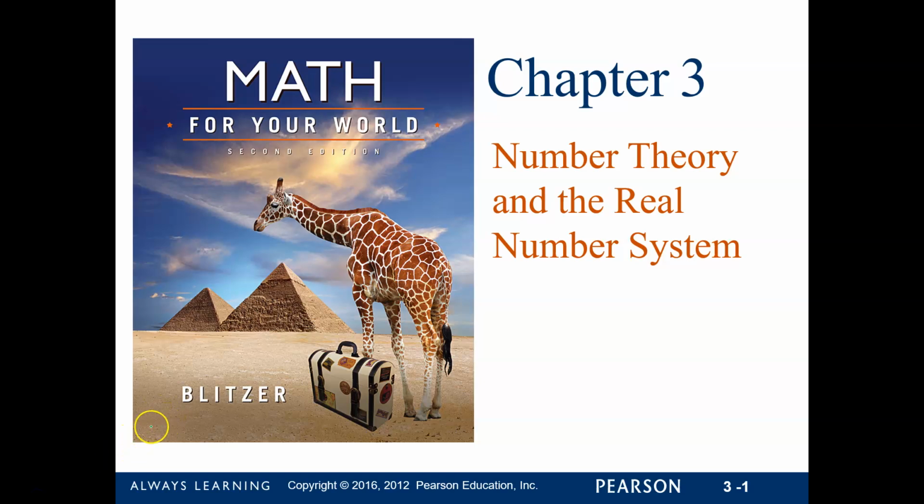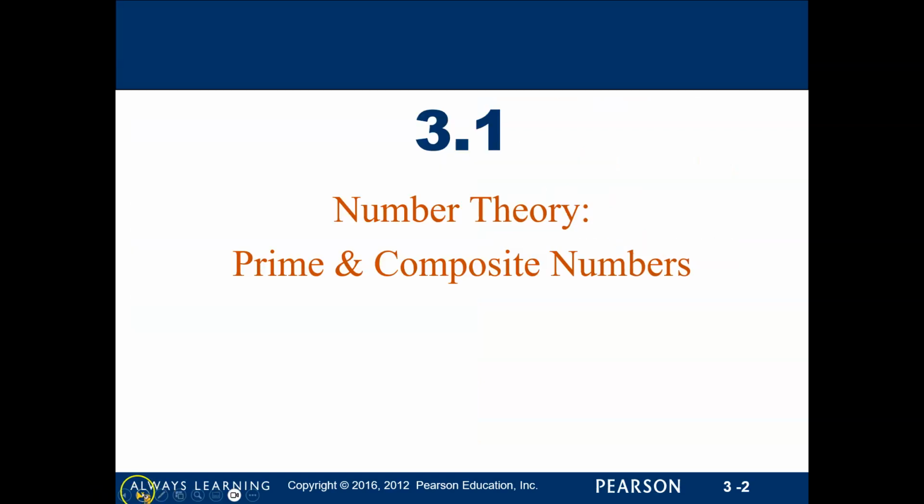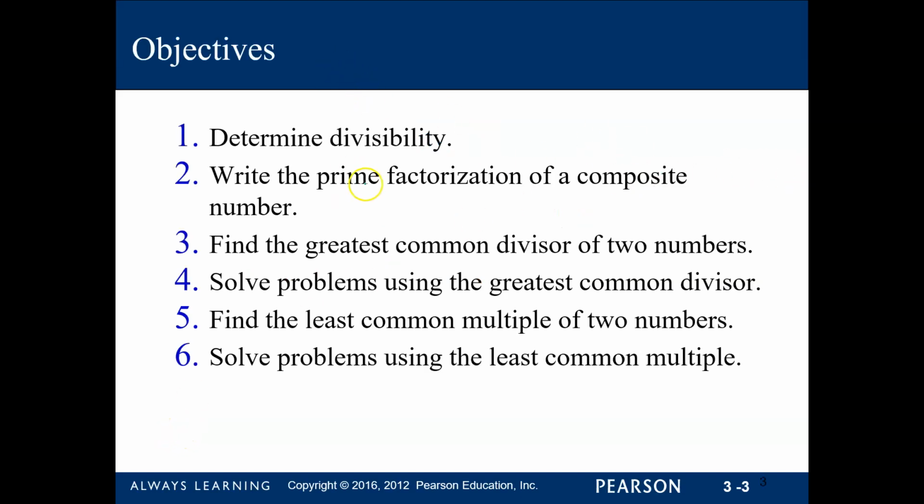All right, hi everyone. So we are now moving on to chapter 3, and this is going to be all about number theory and the real number system. So our first topic is going to be about prime and composite numbers. For this lesson, we will be determining divisibility and writing the prime factorization of composite numbers. We've got to find the GCD, greatest common divisor, and also the least common multiple of two numbers, and also how we can solve problems using the least common multiple.